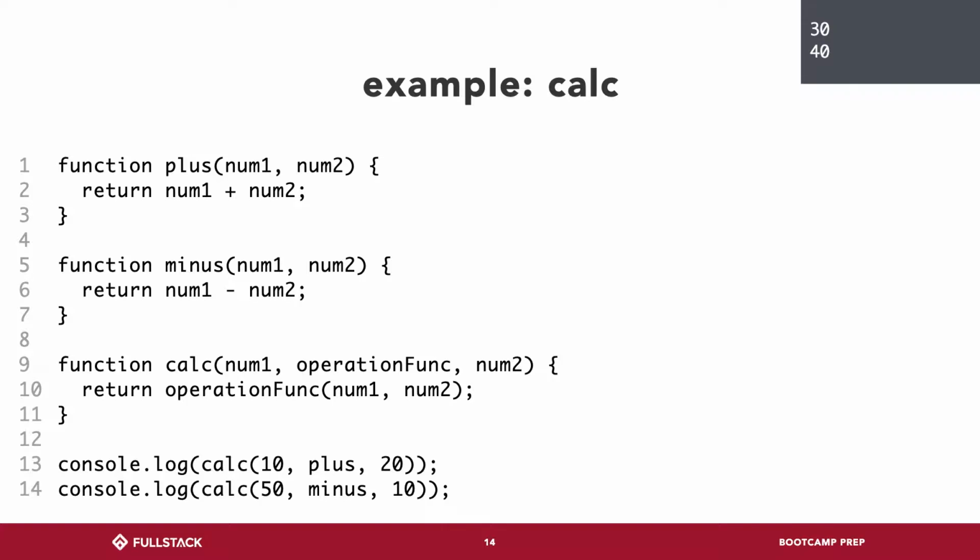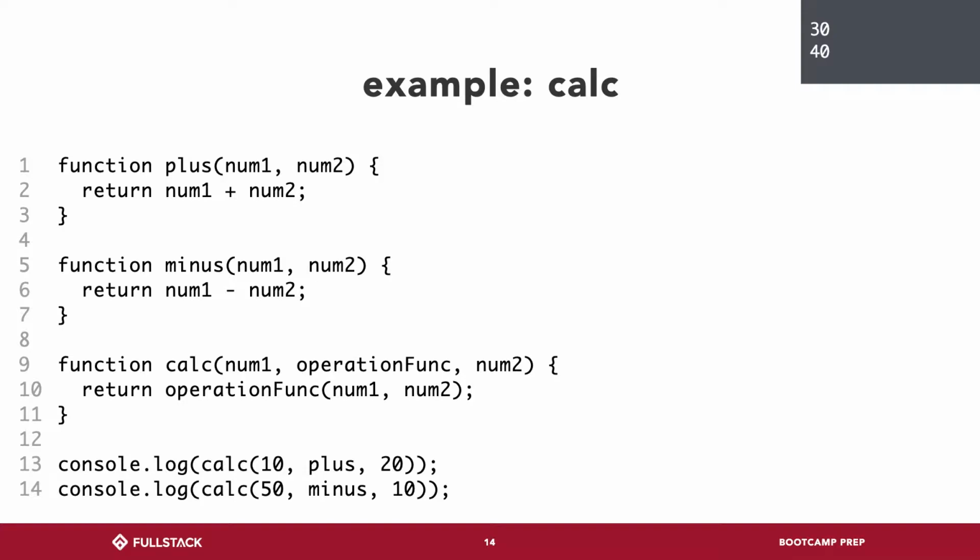The second, I don't know how to explain operation func. How is that matching up to function plus function minus? So this right here is a definition, right? You're defining calc right here. This is you writing this function calc. When you're saying calc, it's going to take three parameters. It's going to take num1, first number. It's going to take operation func, some type of function. And it's going to take num2, a second number. So three things. So then you return this function, whatever it is, invoked with whatever these two numbers are.